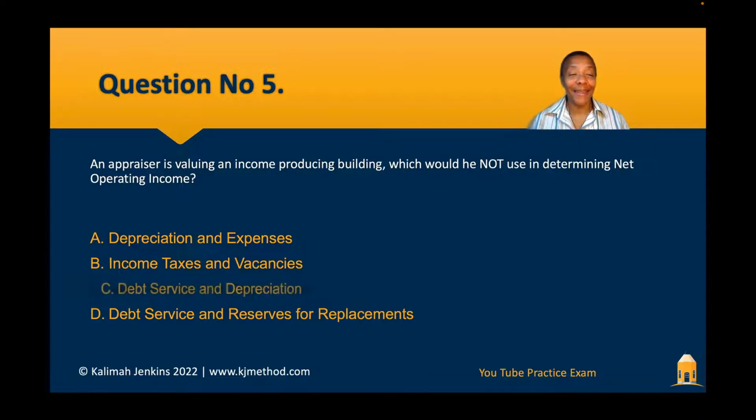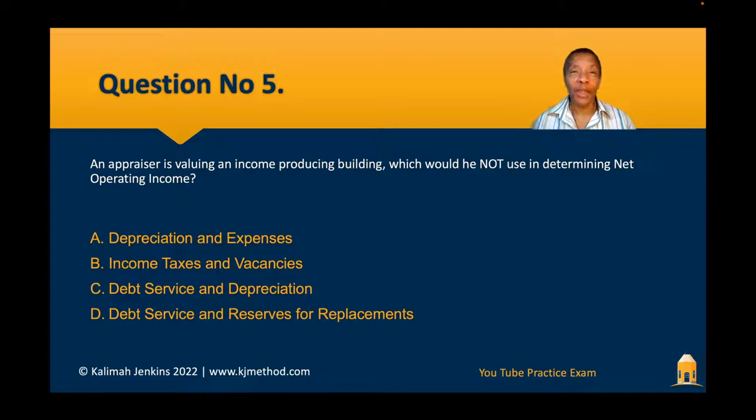Okay, the answer here is going to be debt service and depreciation. If you recall, NOI, we have a formula, right? It's PGI, potential gross income, minus vacancies equals EGI, minus expenses, which are fixed, variable, and reserves. And so if we have that formula, we can look down and we can eliminate A because we definitely use expenses. In B, we definitely use vacancies. And in D, we definitely use reserves.